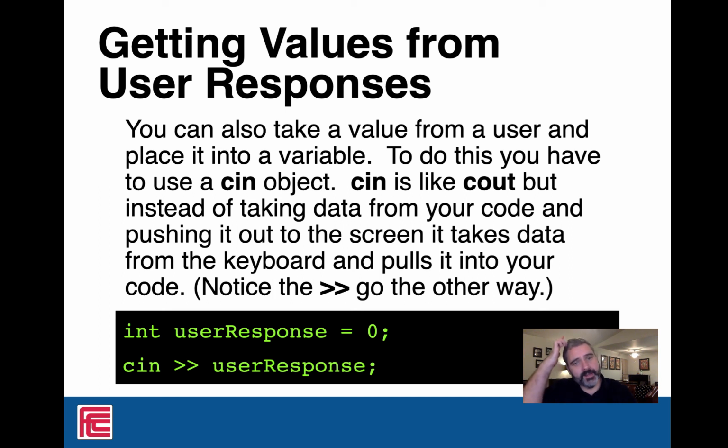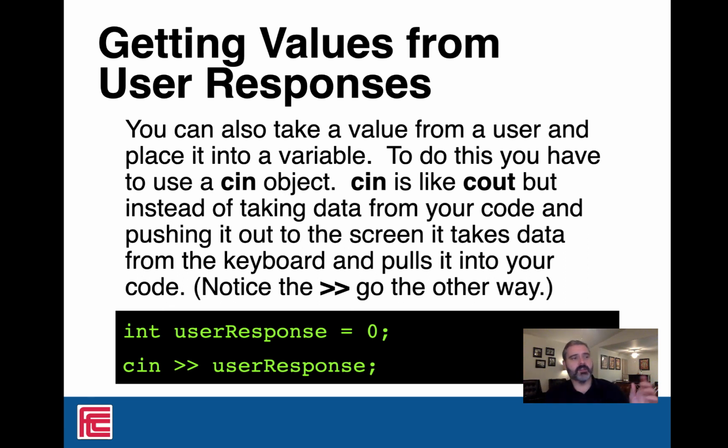So here I create a variable called int user response. I initialize it to 0 because I'm a good boy. And then I use the cin object, and now notice those arrows are going the other way. You send stuff to the cout to get it to the screen. You bring stuff from the keyboard to put it into a variable. And that can hopefully help you remember which way the arrows go.